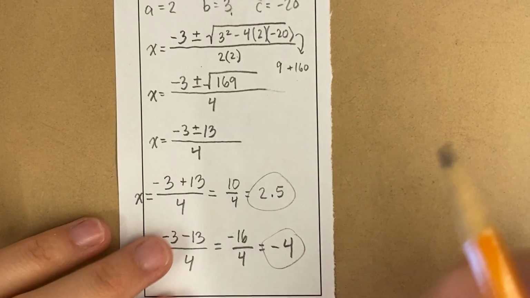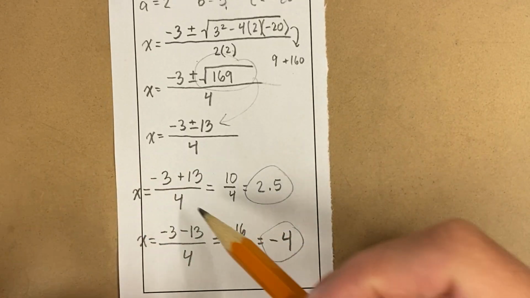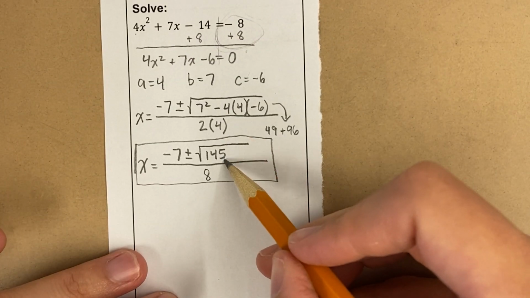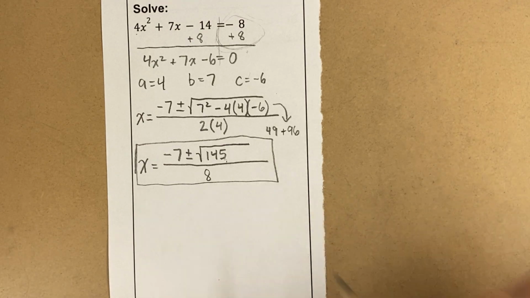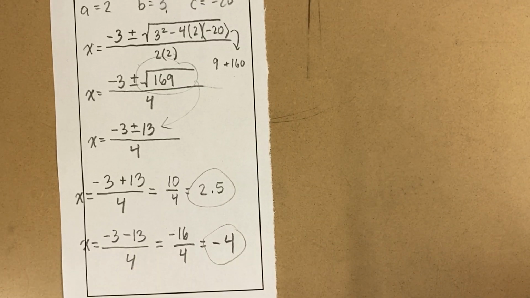Notice on this problem, this square root came out to be a whole number. So I had more work to do because I could actually do the math. When this square root doesn't come out to be a whole number, there's really nothing I can do, and I just stop there. Check out those 2. That's exactly what your quiz will look like.